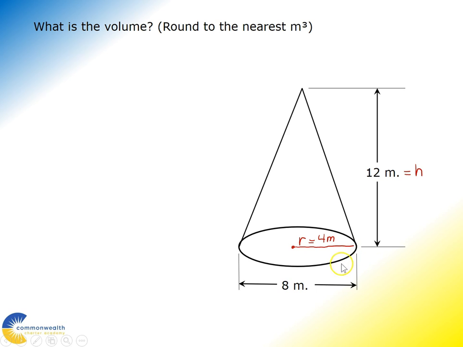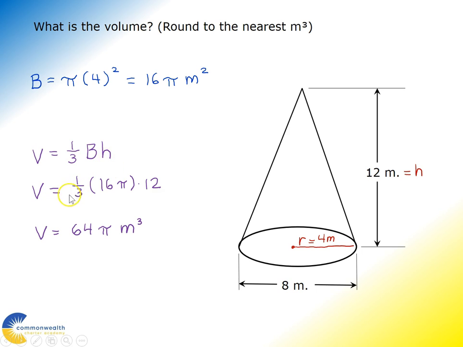So I have to make sure I know what the radius is, 4 meters. Area of the base is going to be pi times 4 squared, which is 16 pi square meters. And I'm going to do 1/3 the area of the base times the height, or 1/3 times 16 pi times 12. And I get 64 pi cubic meters, which is approximately 201 cubic meters.